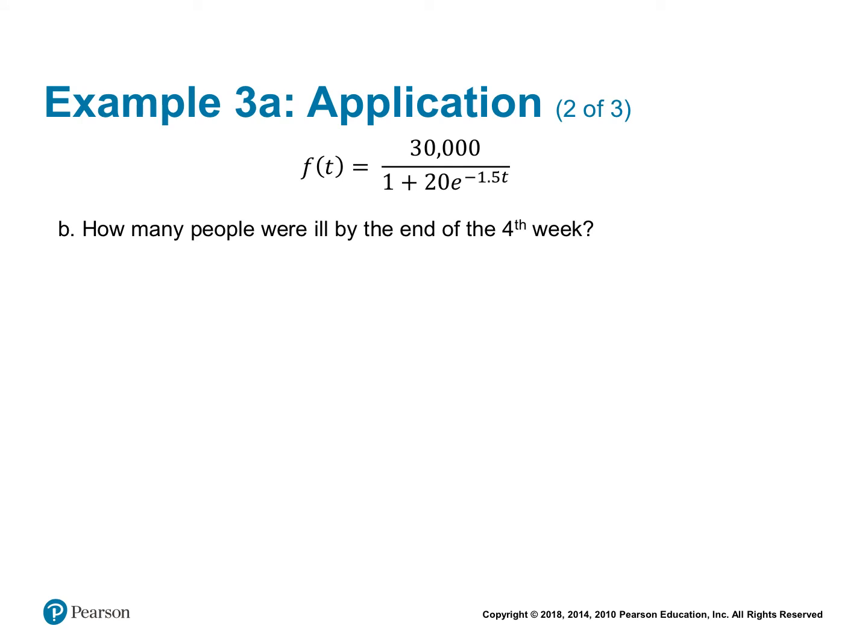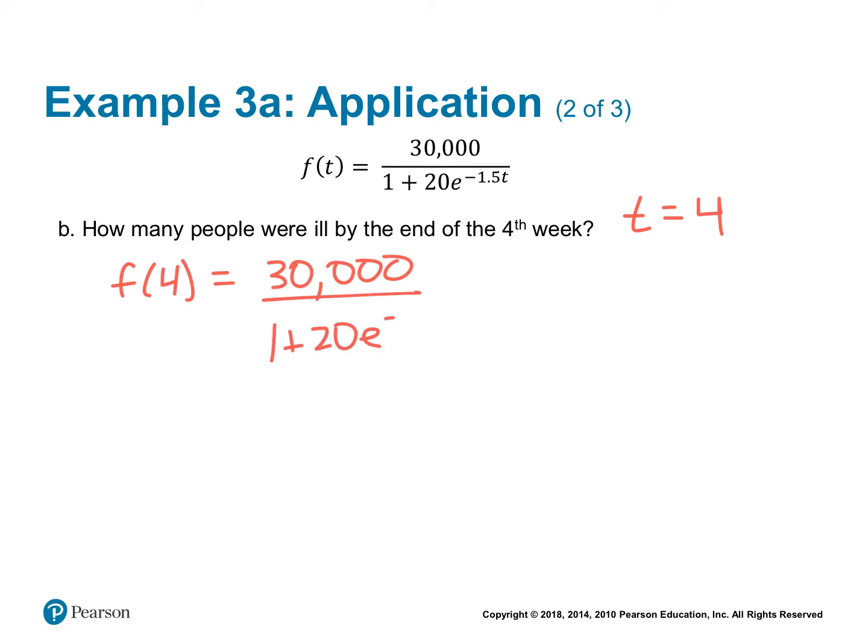Okay, so now we can use that to help us figure out how many people were ill with the flu by the end of the 4th week. So now our t equals 4. So t stood for weeks. So now we're trying to find f of 4. So replace our t's with 4. You could actually just try plugging this into your calculator. You're going to end up getting 25,583 people after the 4 weeks.